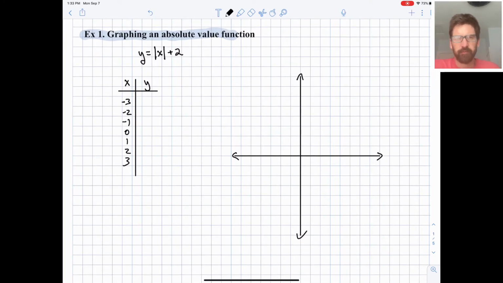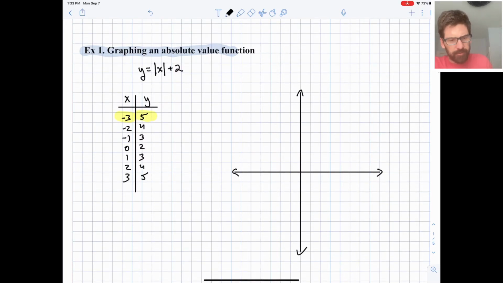We could take the absolute value of x and then add 2. So this would be 5. This would be 4, 3, 2. And then we have some symmetry, right? So this would be 3, 4, 5. Just to be clear what we're doing, say for this one right here, take the absolute value of x, turn it into a 3, and then add 2 to get the 5.